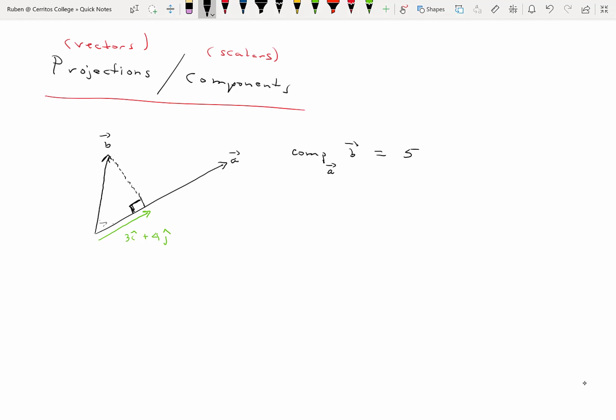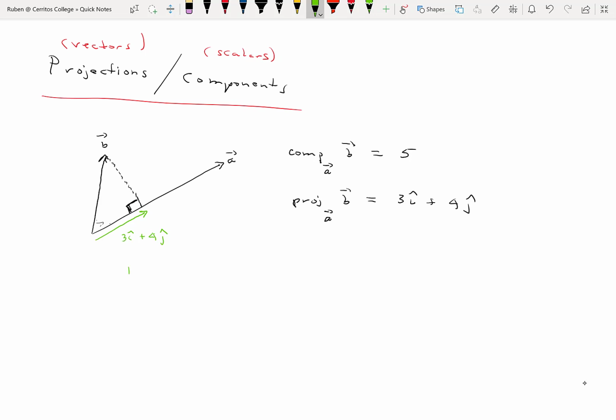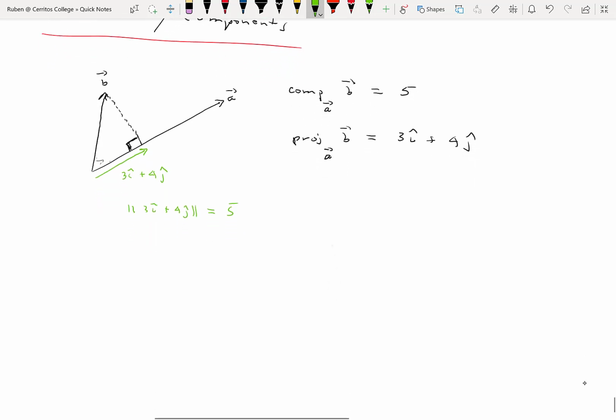Okay. The projection of B in the direction of A is 3i plus 4j. Notice that the length of 3i plus 4j is 5. So right now it looks like the projection is a particular vector and the component looks like the length of that vector, but it's not quite there.